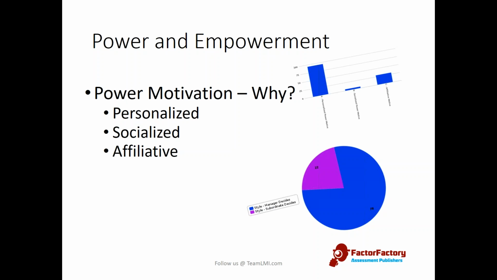First being personalized. These are more selfish power motivations. So why do I want power? I want it for my own gain. Personalized is less effective, but it is present. Socialized is power for the good of the organization to achieve organizational goals. And affiliative is a lack of power motivation, actually.